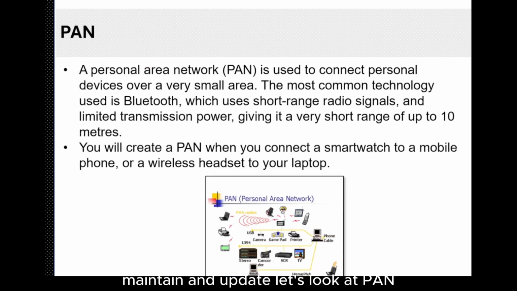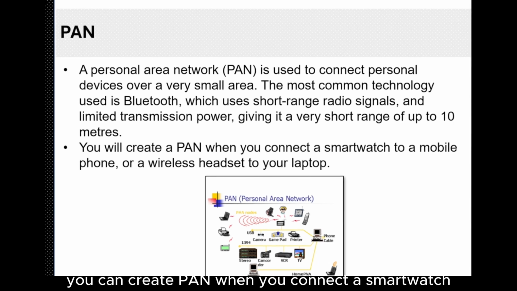So let's look at PAN. PAN is called a personal area network, and is used to connect personal devices over a small area. The most common technology used is Bluetooth, which uses short range radio signals and limited transmission power, giving it a very short range of up to 10 meters. You can create a PAN when you connect a smartwatch to a mobile phone or a wireless headset to your laptop.